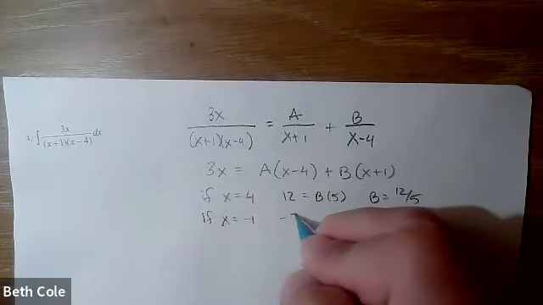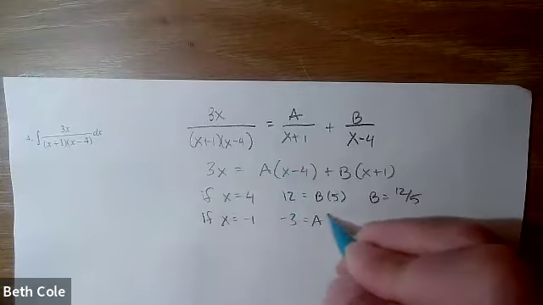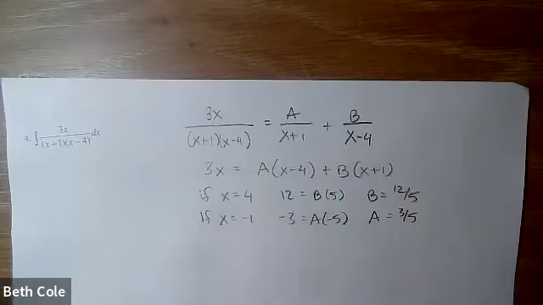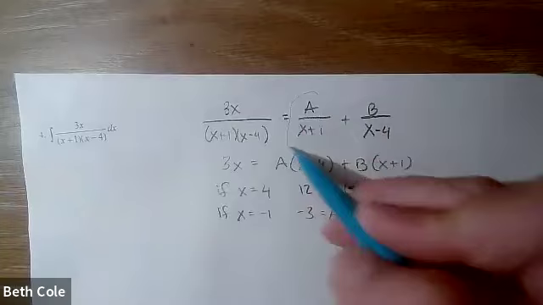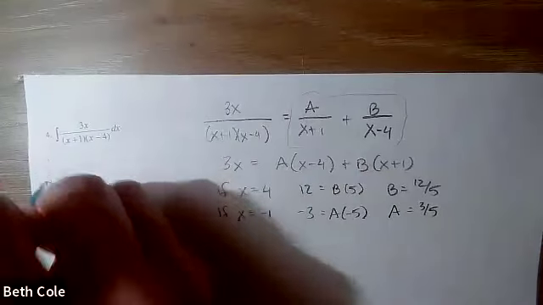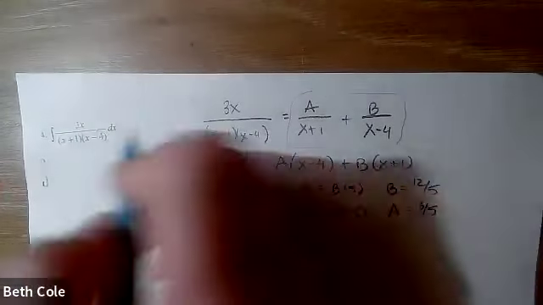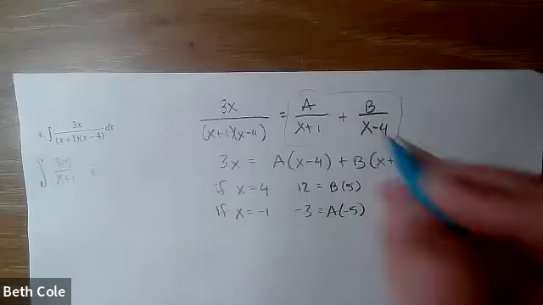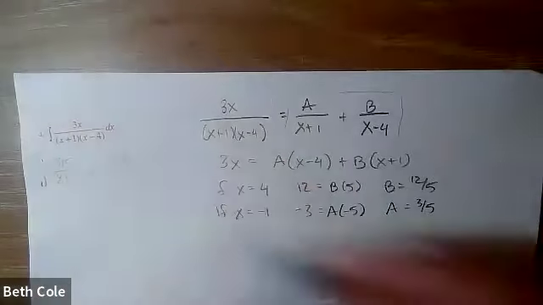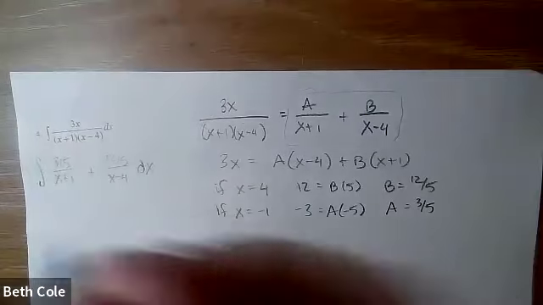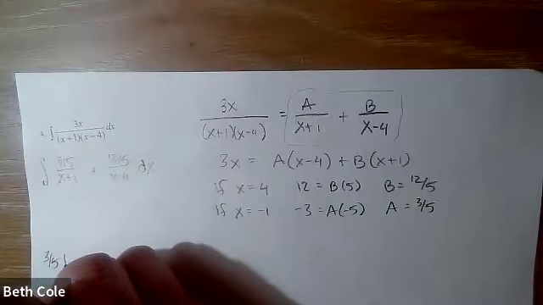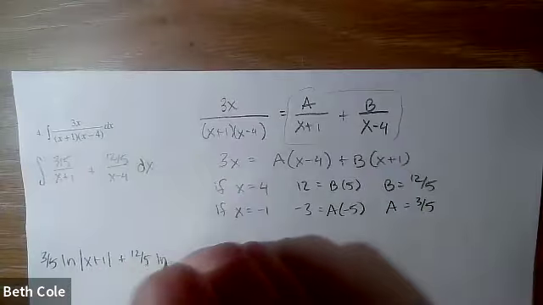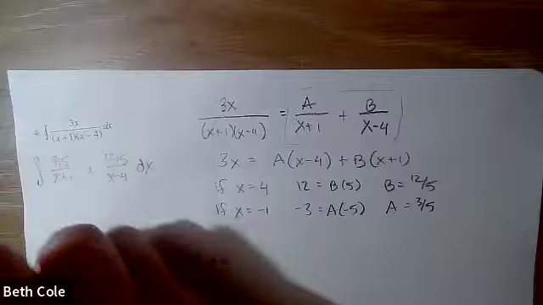And then I'm going to let x equal -1. That's going to make this side be -3. And it would be a times -5. This part would cancel out. So a is going to be positive 3/5. We're going to take that. This is the part that you're substituting back in, inside of your integral. It's going to be 3/5 over x plus 1 plus, what was b, 12/5 over x minus 4 dx. And then we're going to do the antiderivative. So 3/5 ln|x plus 1| plus 12/5 ln|x minus 4| plus c.